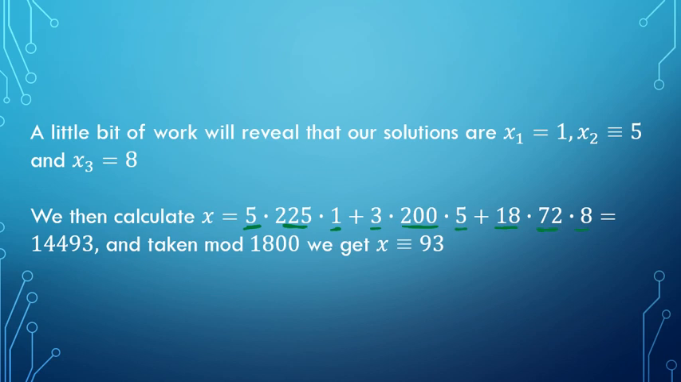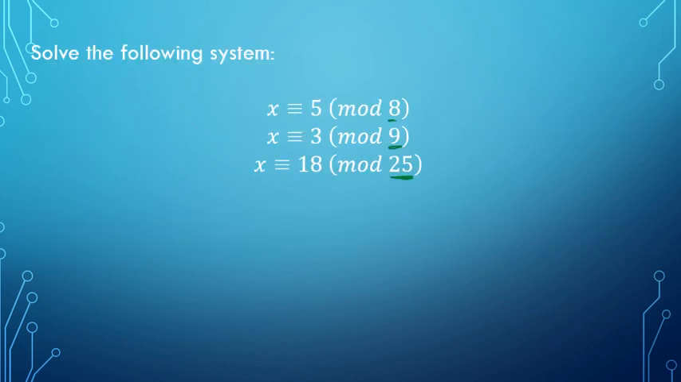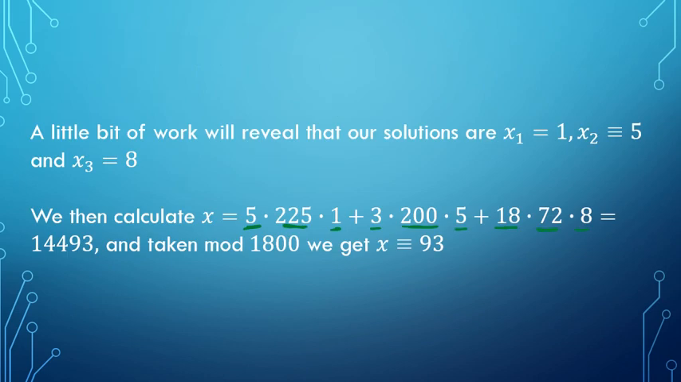14,493. But we need to take this modulo 1800, because that was the product of each of our smaller n values, 8 times 9 times 25. When you take 14,493 mod 1800, you wind up with 93. And again, you could check if you want. 93 mod 8 does indeed give you 5. 93 mod 9 does indeed give you 3. And 93 mod 25 does indeed give you 18. So that is our solution to this system of linear congruences.